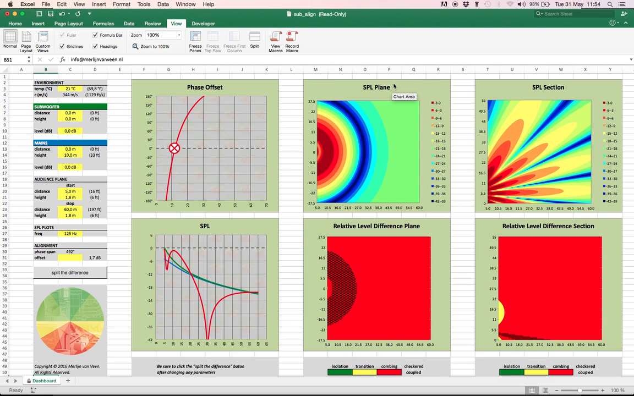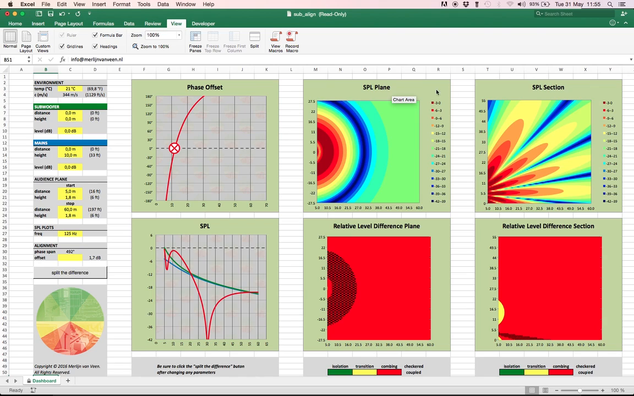The center top chart, called SPL plane, that is plane and not plan, shows us the sound pressure within the audience plane. And I emphasize plane because this is not a plan view as in the drawing plan seen from above. No, this is the actual sound pressure within the plane. So if there's an inclination in the audience area, if there's an elevation in the audience area, it will show us what goes on within the plane of the audience at ear height. This is not a plan view.